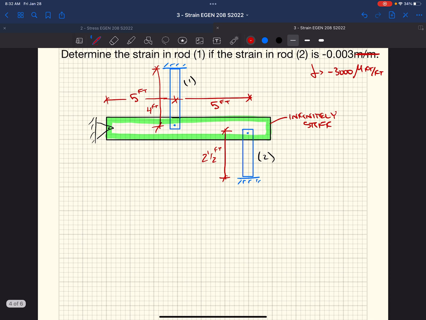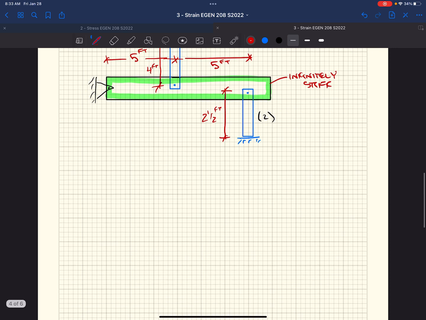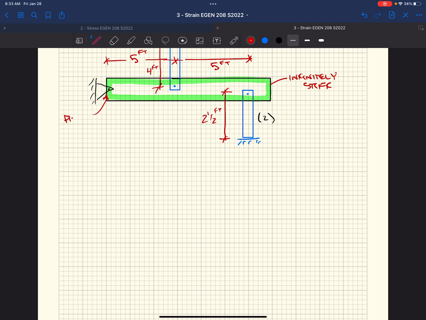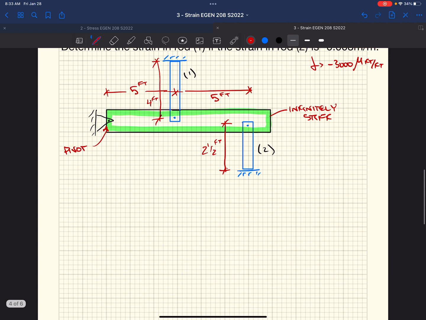So if we look at this system, as you will learn as we go through the course, in order to solve some problems we need to look at the deformed shape. That deformed shape provides us with a relationship between strains in varying elements in a system. If we look at our bar, for instance, we've got this pivot at the end of it. As it pivots on its end, rod 1 is going to get longer and rod 2 is going to get shorter, if it rotated clockwise.